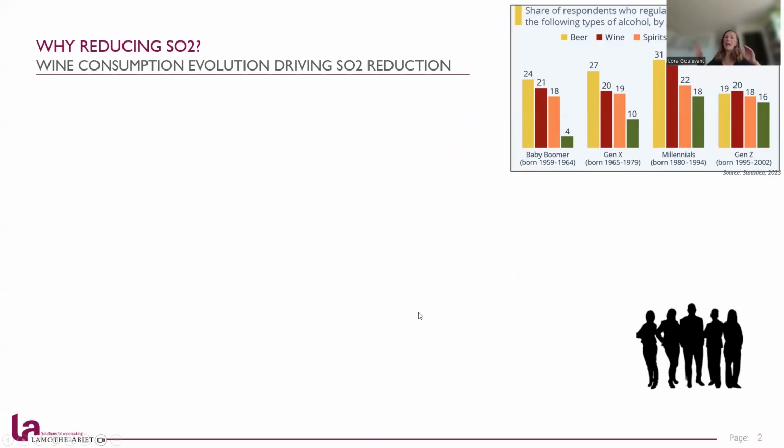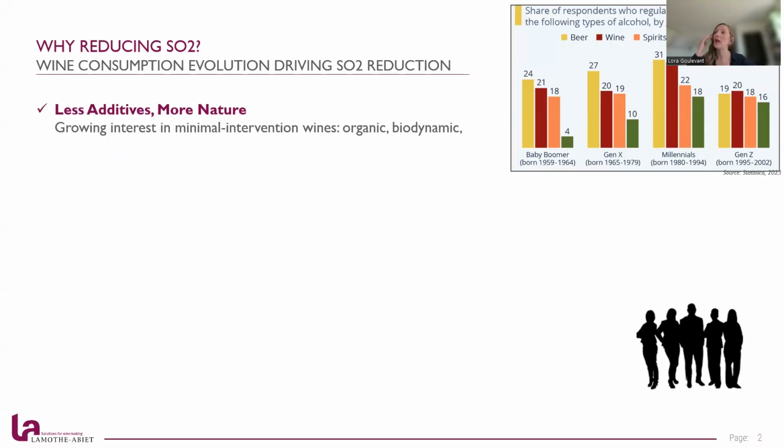So first of all, as a little introduction, I wanted to gather some information on why SO2 is becoming a subject, and what the different trends are on the consumer side about SO2 concerns, I would say. So first of all, in general, people consume less but better, and the general tendency is that consumers are more and more educated. They want more info about what they are consuming, which is totally normal in terms of food or any beverages.